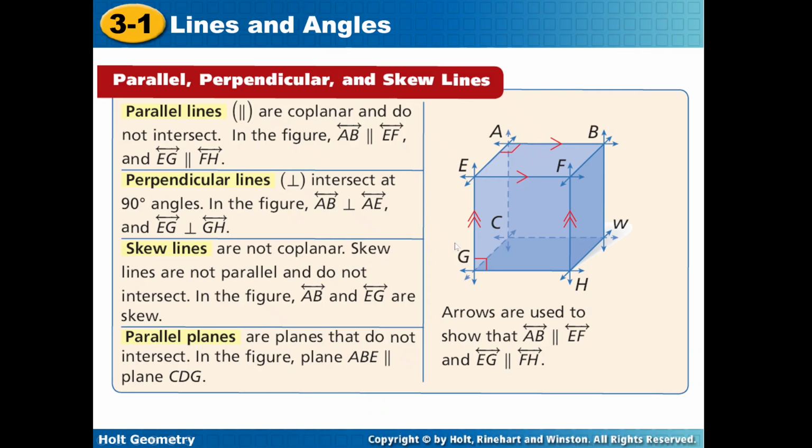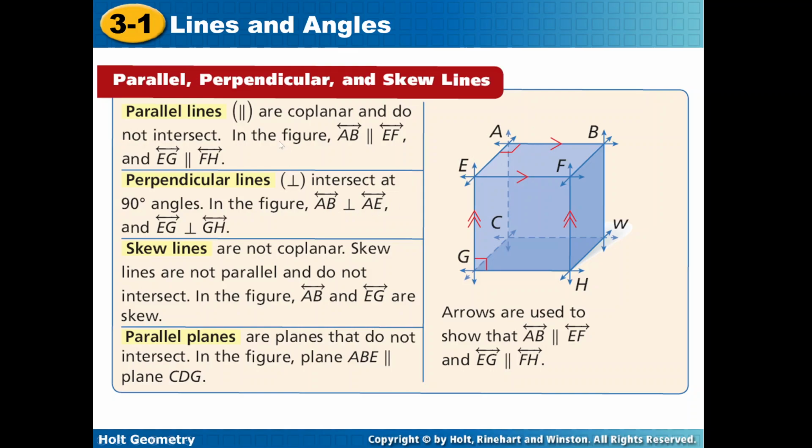So now check it out. Parallel lines are coplanar and do not intersect. In this figure, this perfect cube here, as you can see, AB is parallel to EF. They never intersect. It's on the same plane, plane AB, EF. And also EG is parallel to FH, right on the front surface, the plane EF, HG. So two lines are parallel and they never intersect. And sometimes you'll see the arrows, which show that the line segments or the lines are parallel.